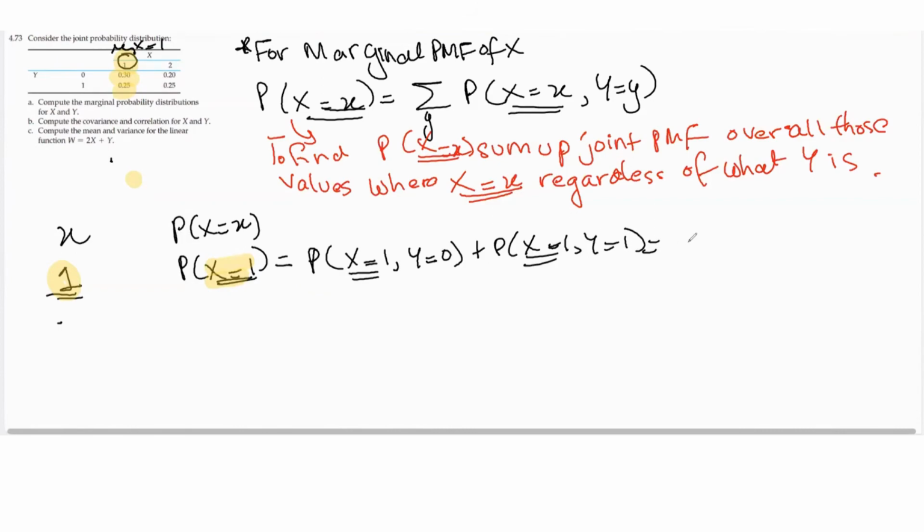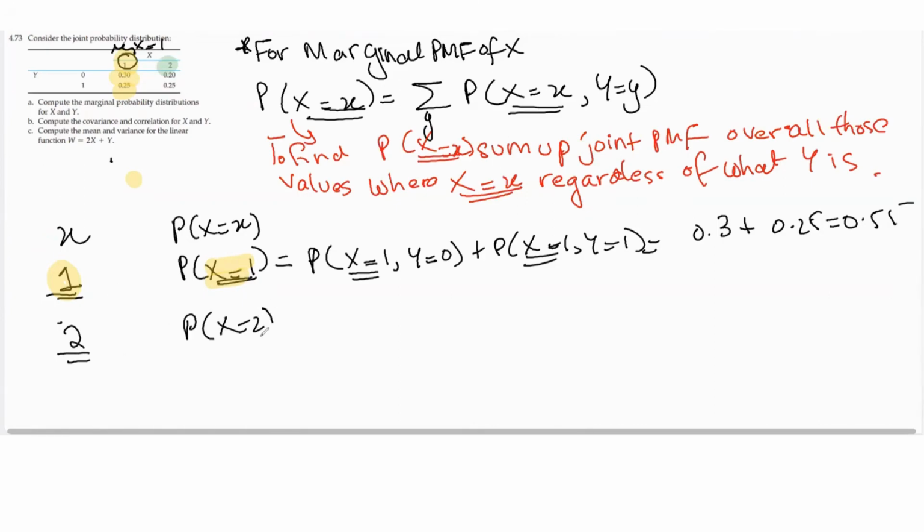So this would then just turn out to be 0.3 plus 0.25, which is 0.55. Now for the next value of x, which we can see over here, is 2, right? So the next value of x is 2. Let's just write this first.